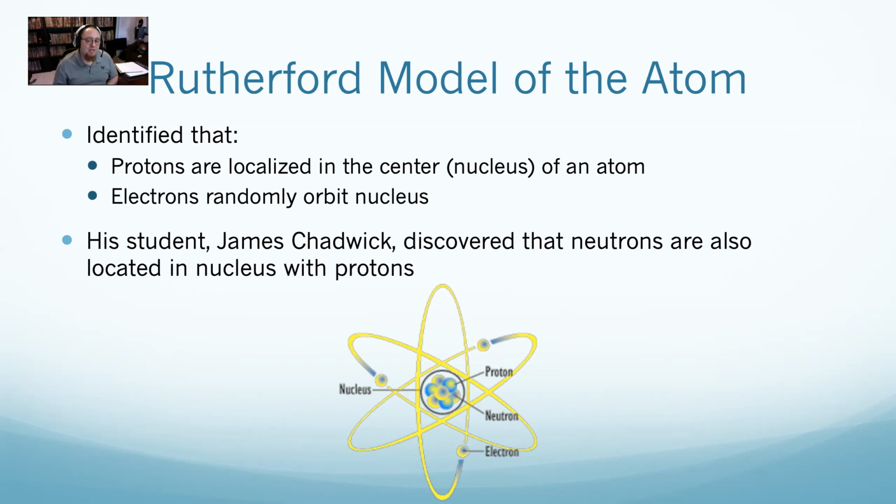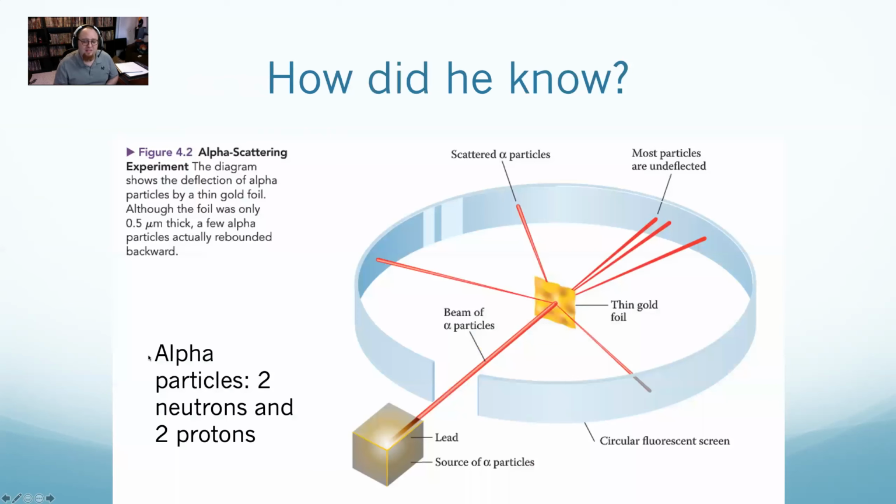Now, how he figured out this structure, how he figured out that there was a nucleus with protons and neutrons shoved together and electrons at a higher radius, what he did was he took a very, very thin piece of gold foil and shot alpha particles at it. Alpha particles are a type of radiation. They consist of two neutrons and two protons shoved together, though that wasn't known at the time.